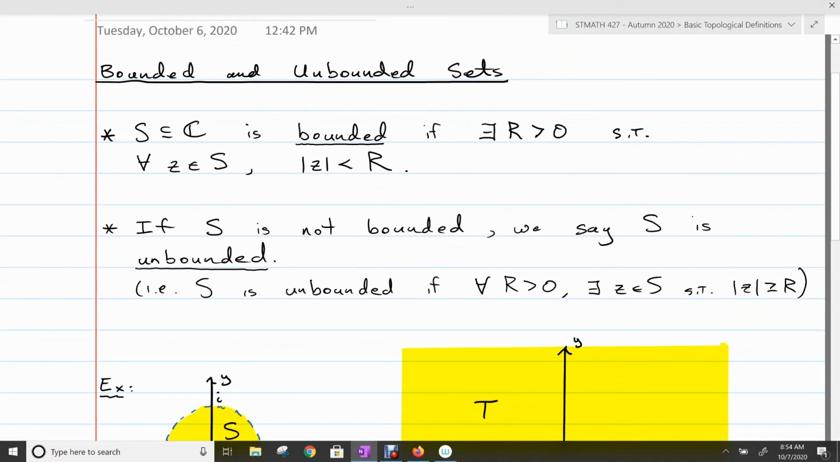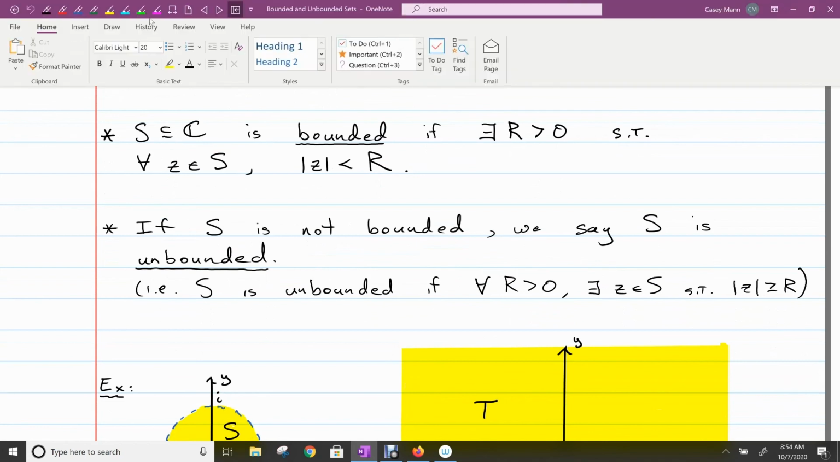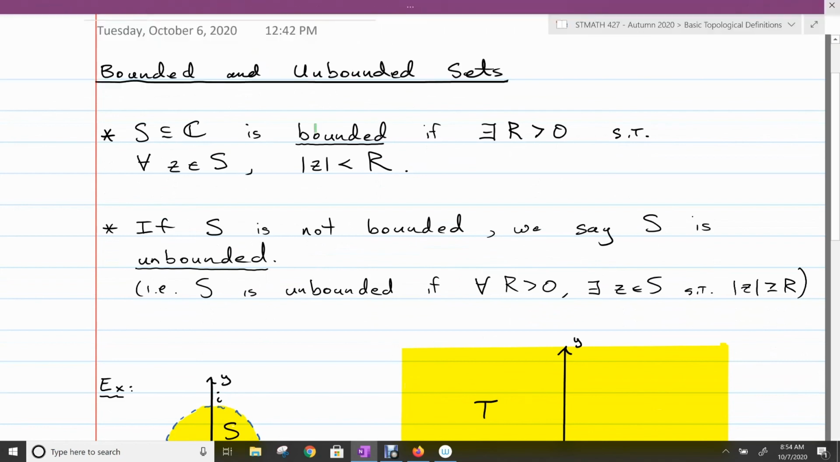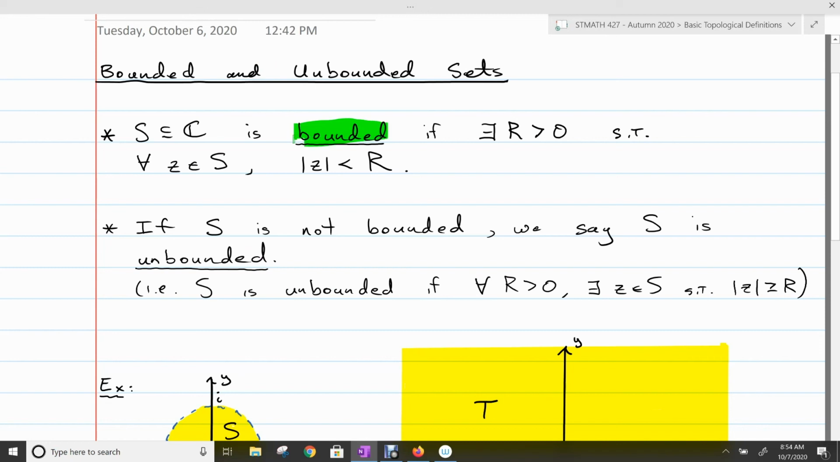And then we come to some more terminology. We need to talk about what are bounded versus unbounded sets. So this concept's pretty straightforward. A set S is bounded. That just means that we can find a disk centered at the origin that contains that set. So our set will be inside of some mighty circle centered at the origin if it's bounded.